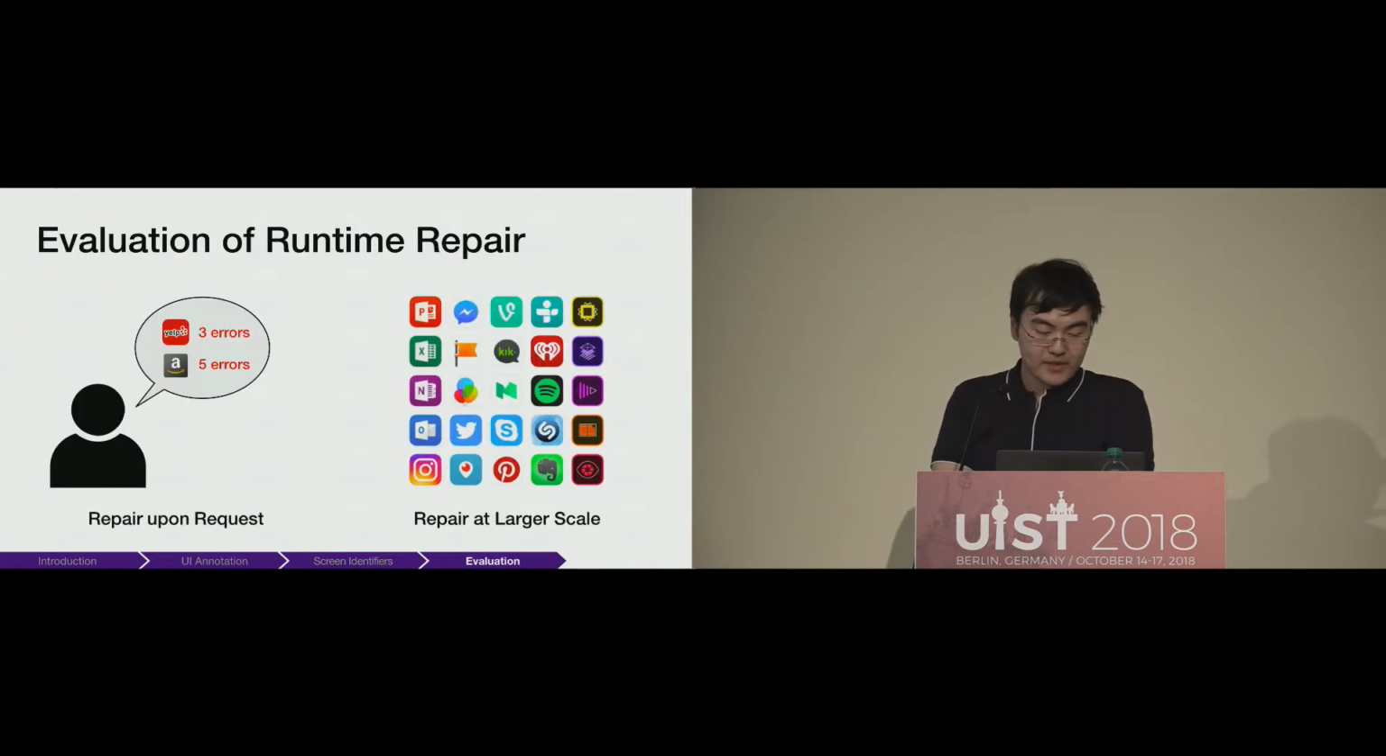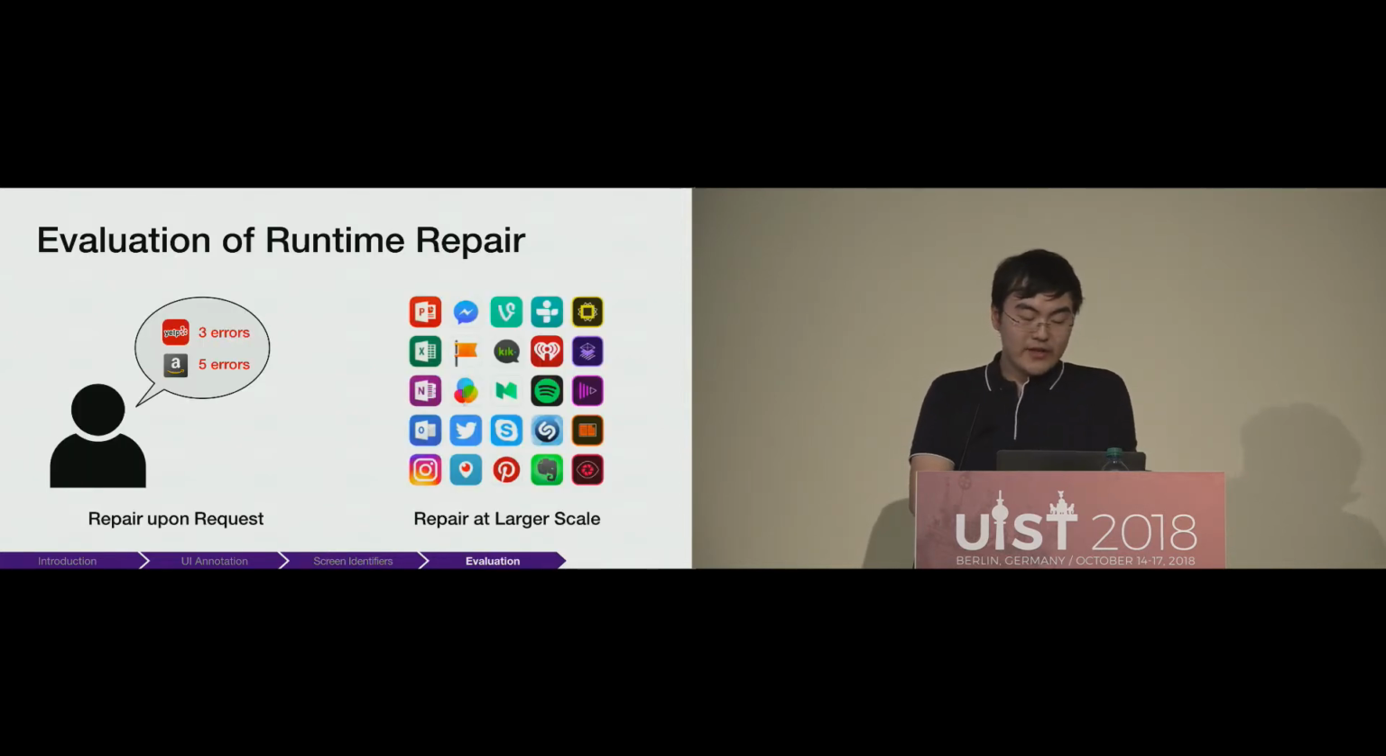So in our evaluation, we focus less on how effective the repair is, because we already did this in our previous paper. But this time, we are focusing on the feasibility of a robust and scalable annotation to enable accessibility repairs.